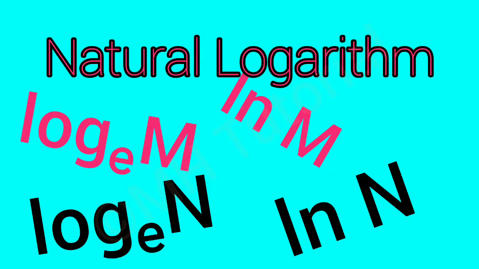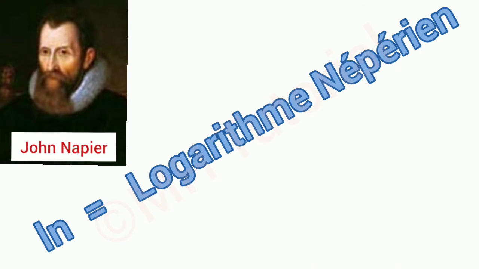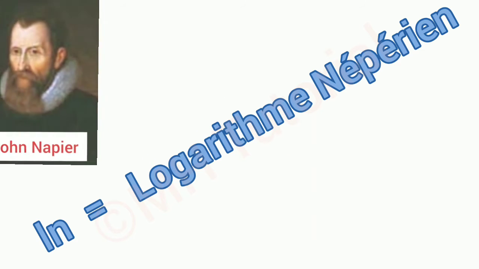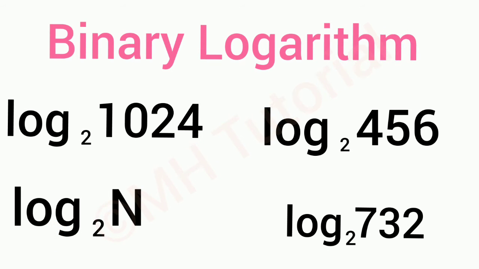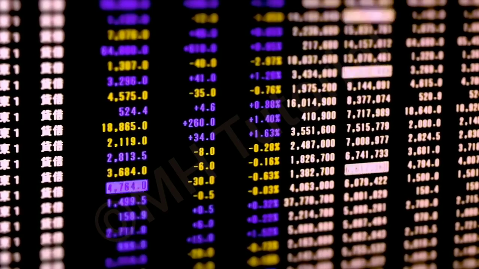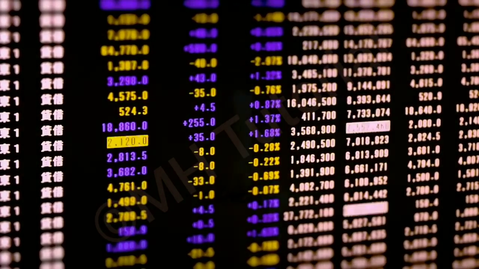Natural logarithm. If the exponential e is taken as the base of a logarithm, then it is called a natural logarithm. It is also called Napierian logarithm in honor of the inventor of logarithm, John Napier, and denoted as ln. It is used in crucial calculations of integration and differentiation in calculus. Binary logarithm. The logarithm with base 2 is the binary logarithm. Binary logarithms are very important in the calculations of computers or digital electronics.